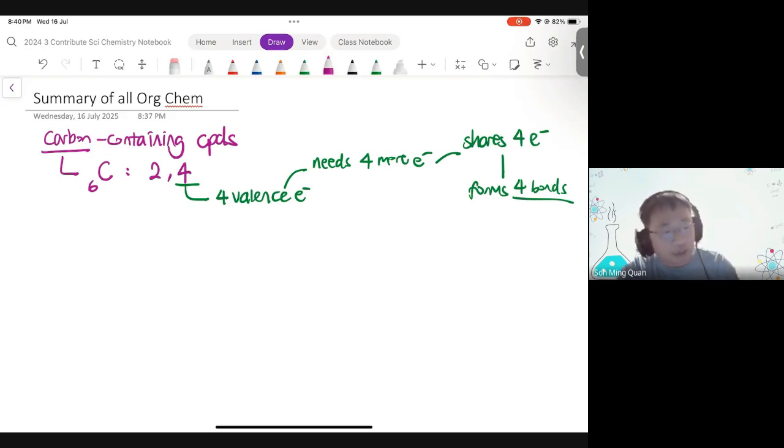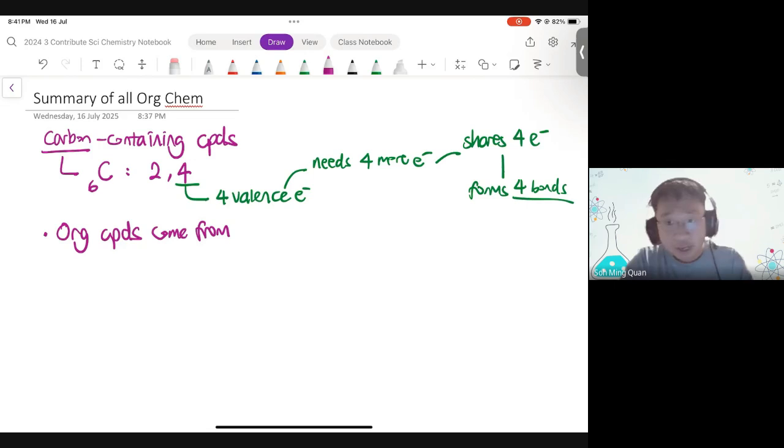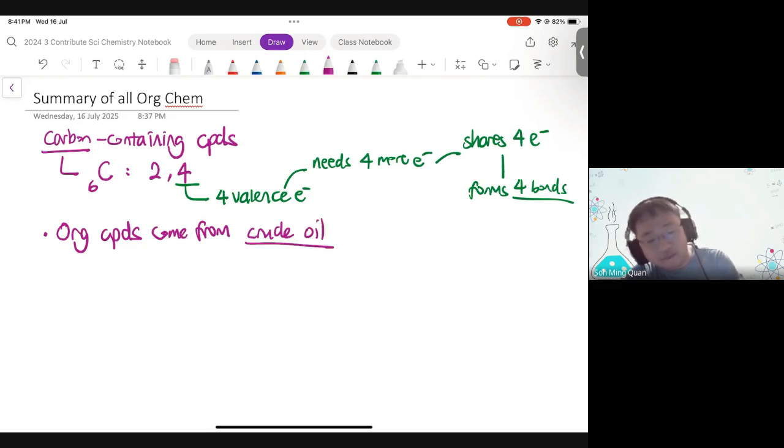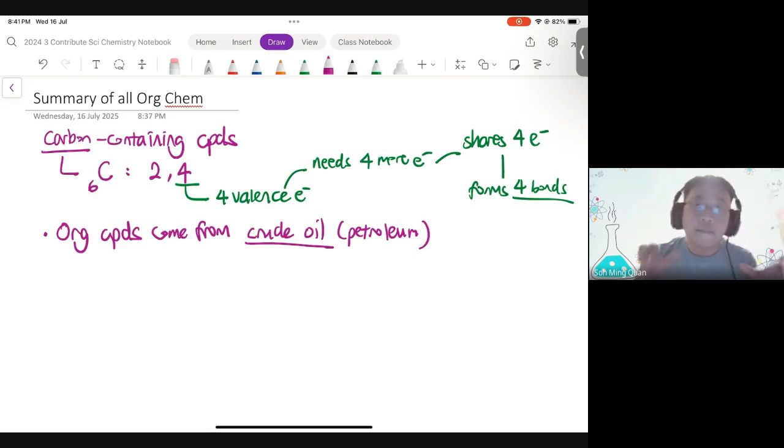Now, the first thing to take note of is organic compounds come from living things. Okay? So all of us contain organic compounds. The word organic comes from the word living. But in particular, in industry, we are going to be extracting them from crude oil. Crude oil is also known as petroleum. So petroleum is a mixture of organic compounds. Specifically, petroleum is a mixture of hydrocarbons.